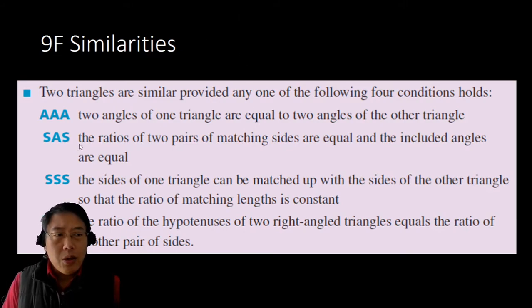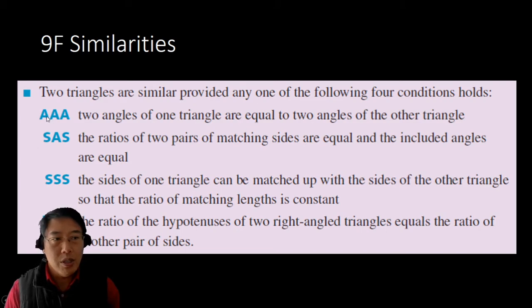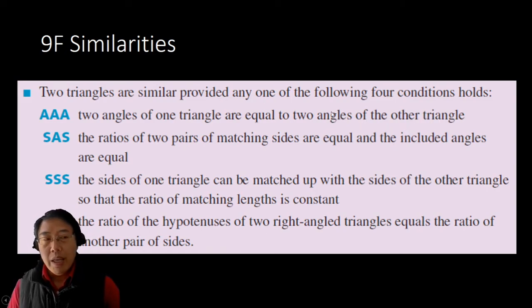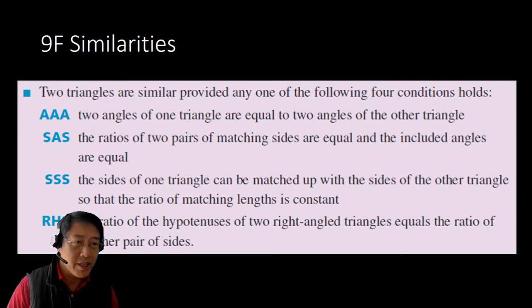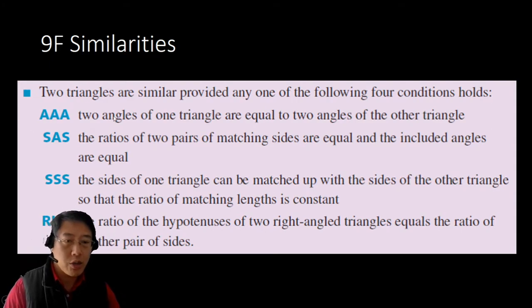So the main three ways to find scaling triangles is using these three properties using acronyms. So AAA will be two angles of one triangle are equal to the two angles of the other triangle, meaning that when you know the two angles, because all the three angles add up to 180, if you know two, the third one is implied. So it's three angles for a triangle. You can narrow it down to two. Okay.